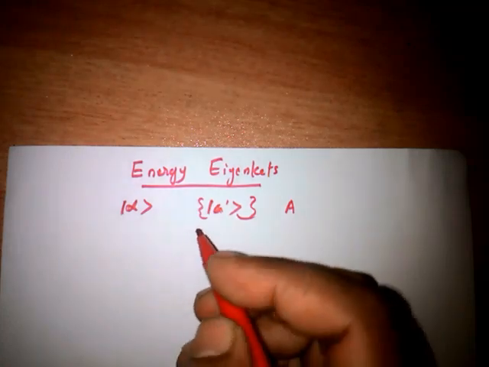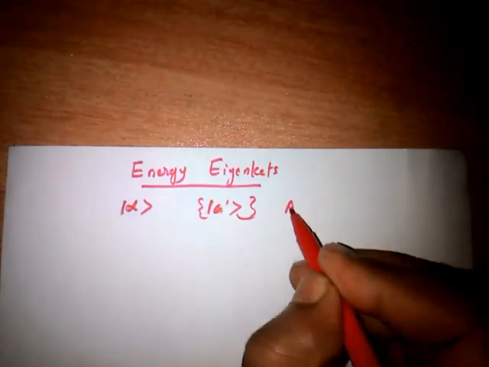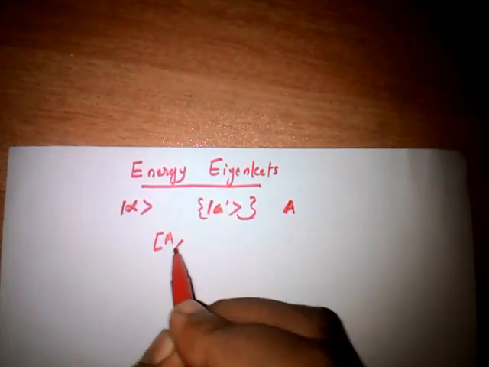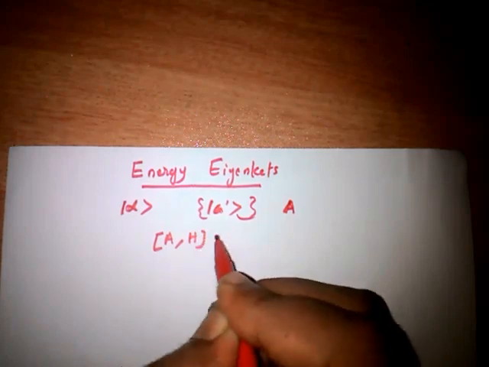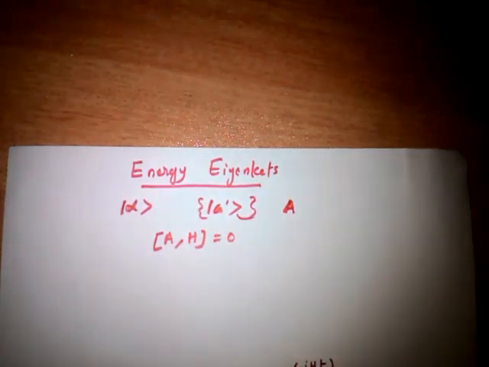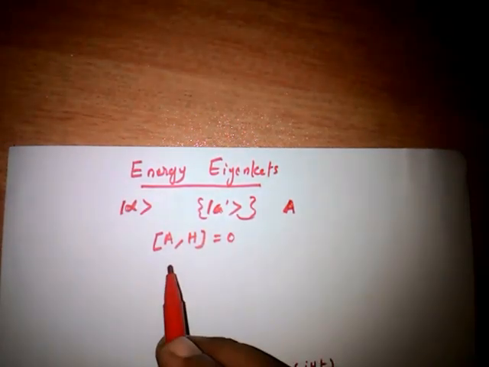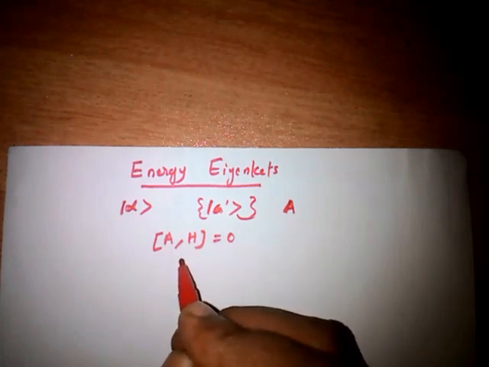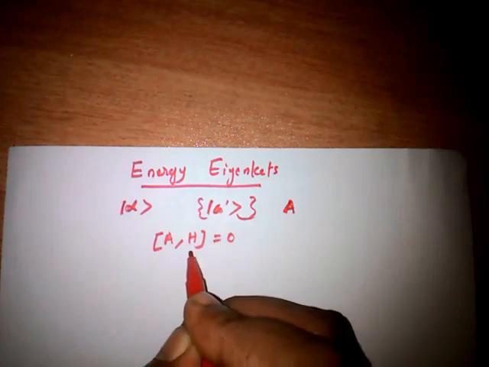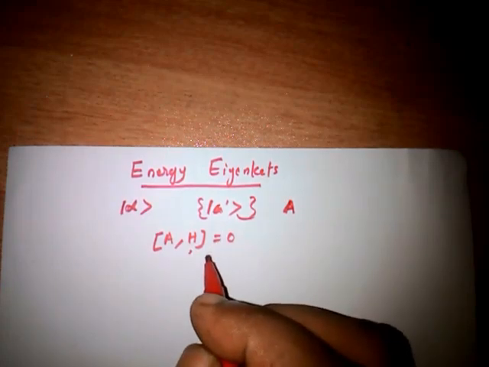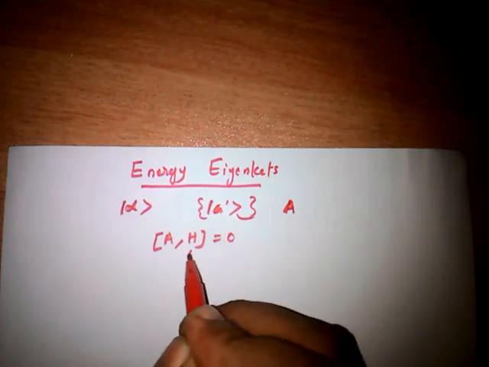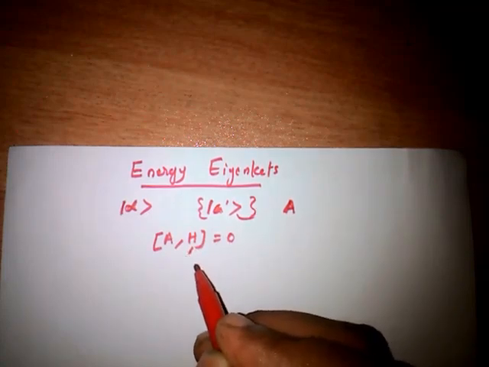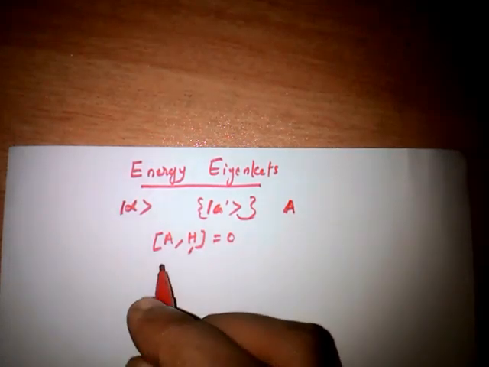Here we are using base kets which are eigenkets of operator A such that the commutator of A and H equals 0. This means the eigenkets of operator A are also eigenkets of operator H. The eigenkets of operator H, that is the Hamiltonian, are known as energy eigenkets.